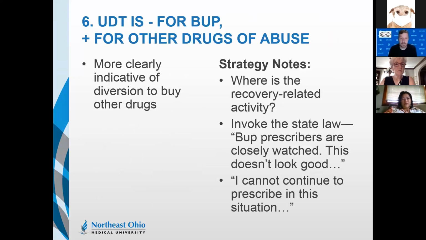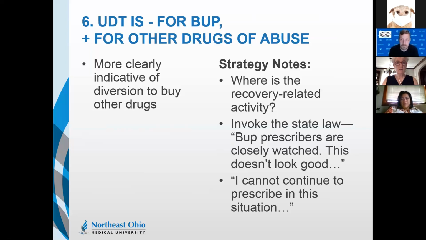What if the urine drug screen is negative for buprenorphine and positive for other drugs of abuse? This is probably your clearest example that they've either sold it to buy other drugs, or that they just stopped taking it for whatever reason. In terms of strategy, look at your list of recovery-related lifestyle activities. If they have very few of them, then that gives you the answer to your question.